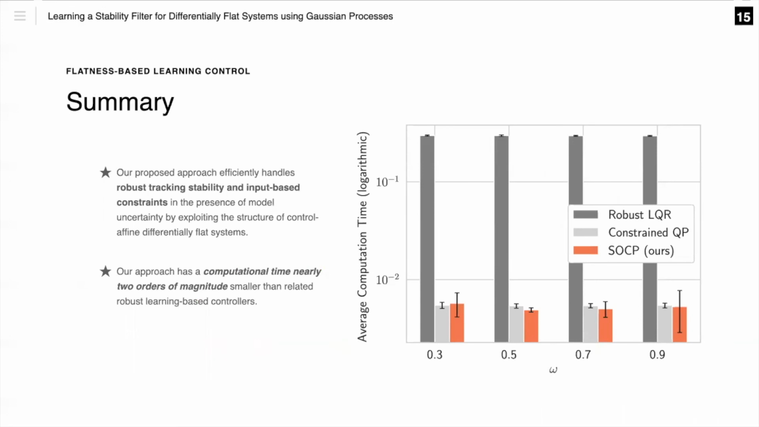So to summarize, our proposed approach efficiently handles robust tracking stability and input constraints in the presence of model uncertainty by exploiting the structure of control-affine differentially flat systems. And critically, our approach has a computational time nearly 2 orders of magnitude smaller than related robust learning-based controllers.